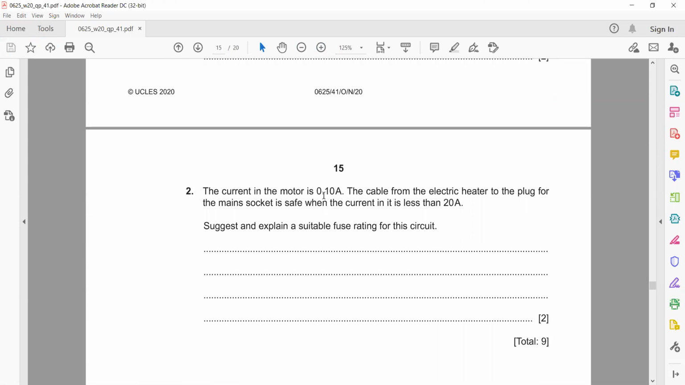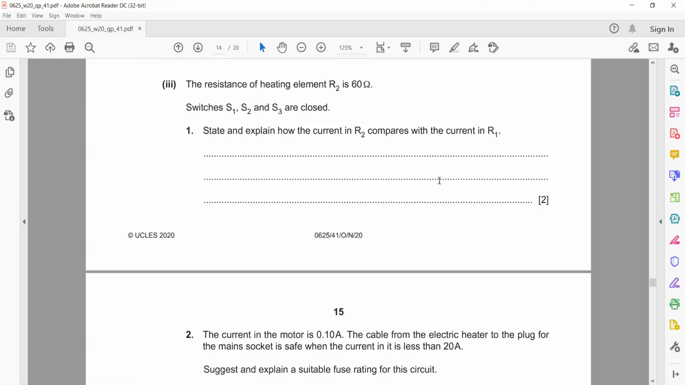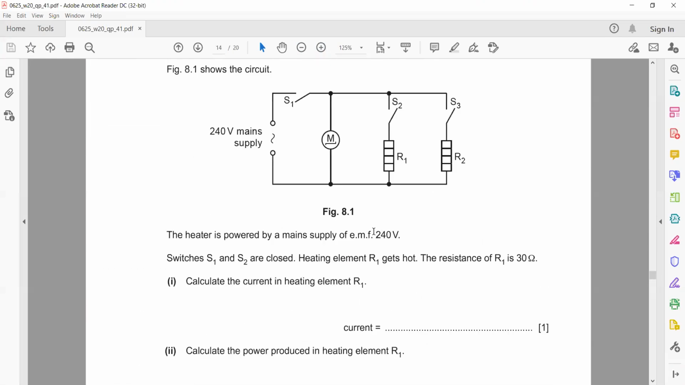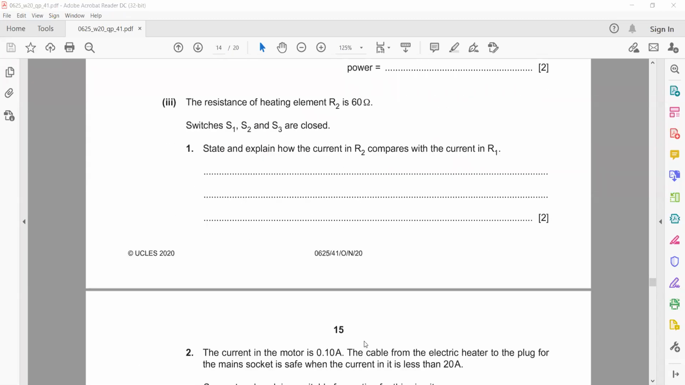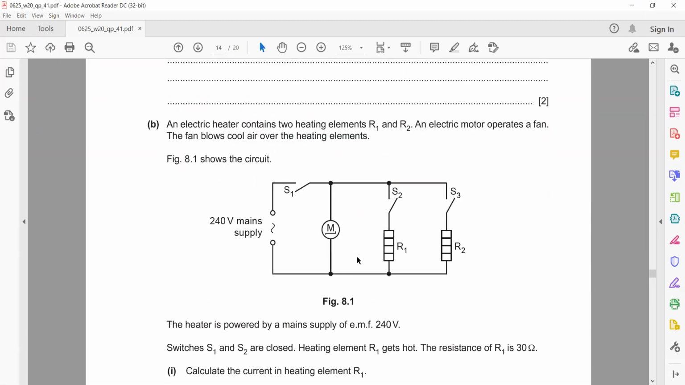The current in a motor is 0.1 ampere. The cable from the electric heater to the plug in the main socket is safe when the current is less than 20 ampere. Suggest and explain a suitable fuse rating for this circuit. Look, how to identify a suitable fuse rating? We should know the total current in the circuit. What will be the total current in the circuit?